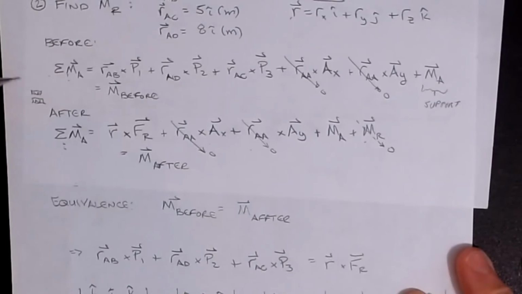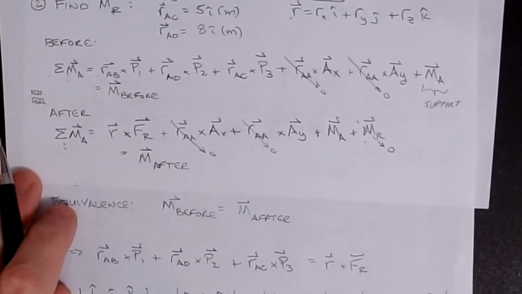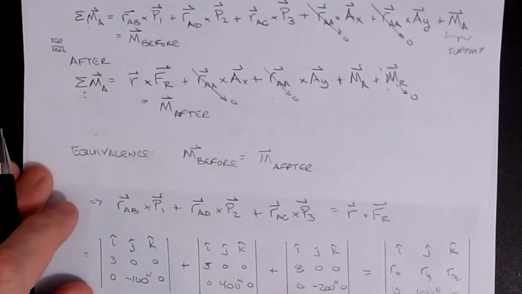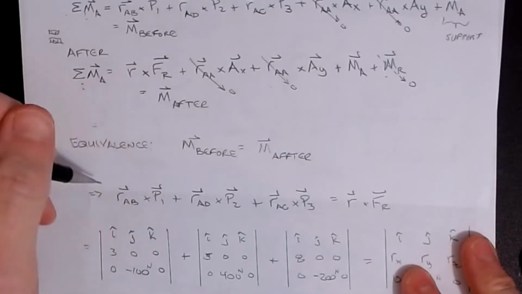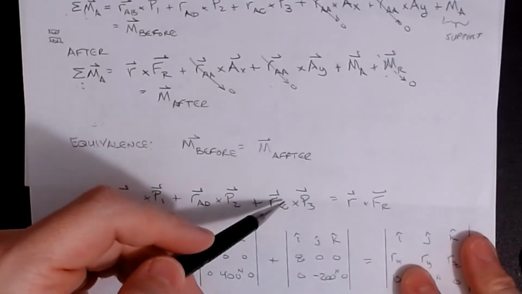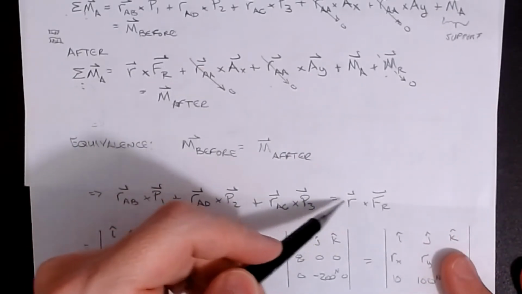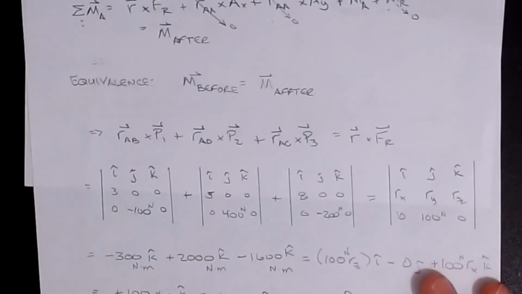So just like before, if these are equal, then all three of those terms cancel out. And again, the support conditions don't matter. So what we get is an expression that looks like this: RAB crossed into P1, both of the vectors, plus RAD crossed into P2, plus RAC crossed into P3 is equal to my unknown R crossed into FR. And so that's how we can start to tally this.